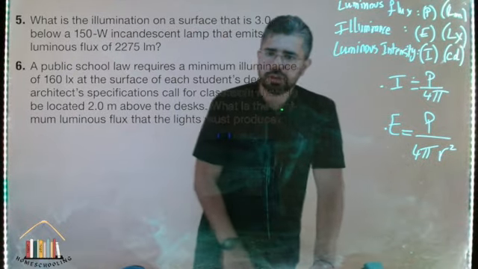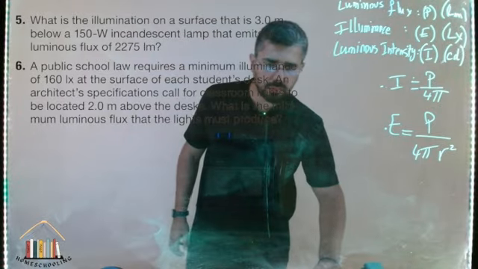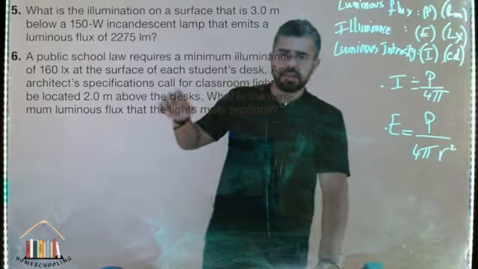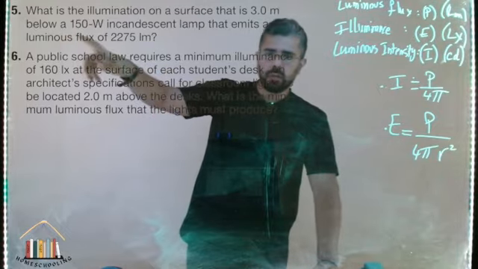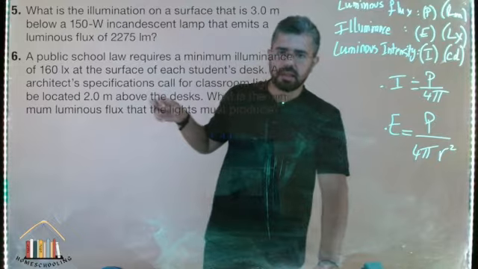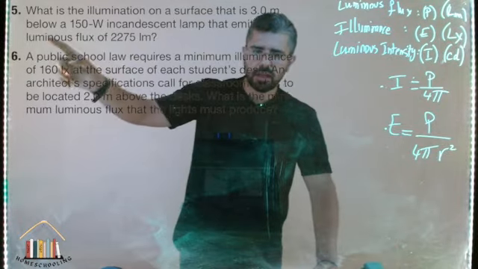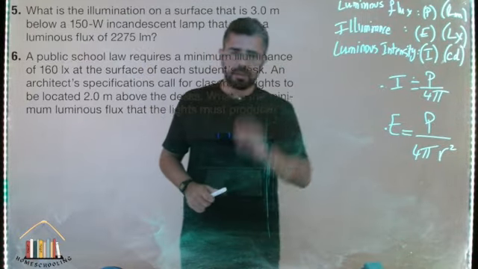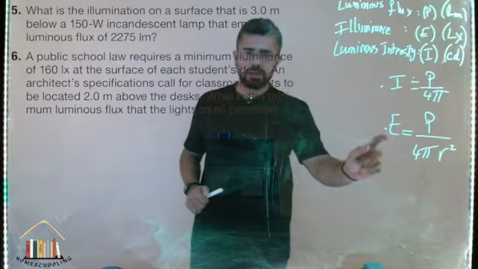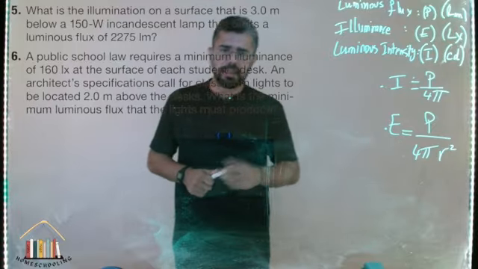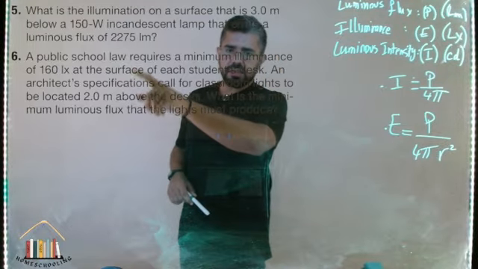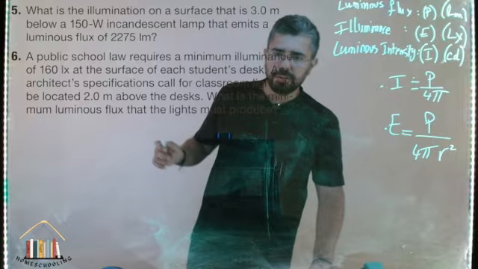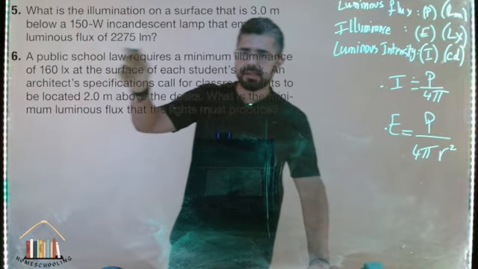We continue with question number 5. What is the illumination on a surface that is 3 meters below a 150 watt incandescent lamp that emits a luminous flux of 2275 lumens? So again, we refer to this equation here. The distance is given, 3 meters, the luminous flux is given, and they're asking for the illumination.